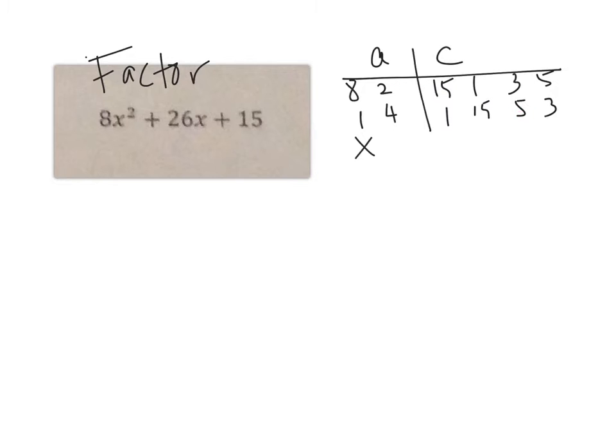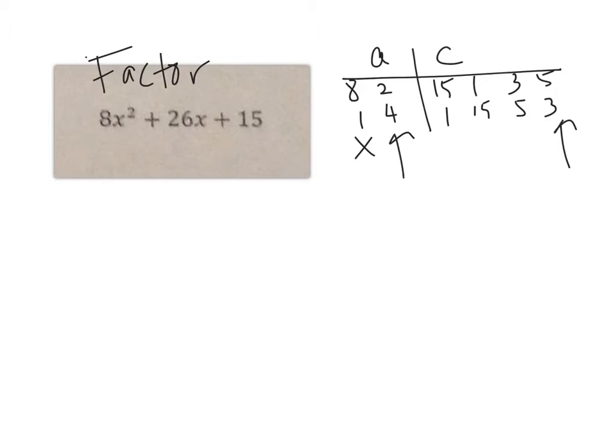2 times 5 is 10, and 4 times 3 is 12. So 10 and 12 is 22, not 26. 2 times 3 is 6, and 5 times 4 is 20. So it looks like that's the one we want to be dealing with. This column and this column. Let's just double check. 2 times 3 is 6, and 4 times 5 is 20. So 20 plus 6 is 26.